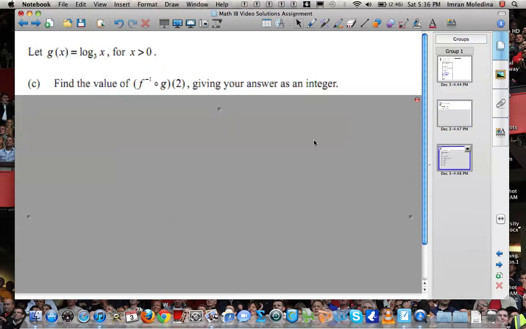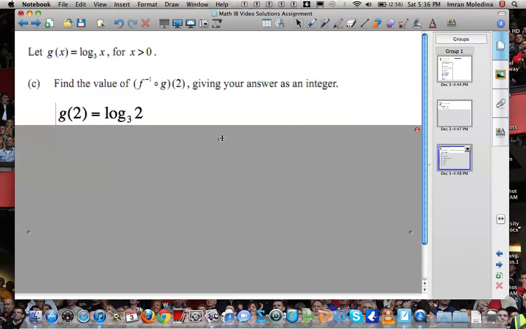Moving on to part C, it says let g of x equal log base 3 x for x is greater than 0. And it says find the value of the inverse function of g at 2, which is going to be kind of like f of g going outside in, and we have to give our answer as an integer. So the first thing we want to find is g of 2. So g of 2 equals log base 3 2. This is simply done by inputting 2 into the g of x, which gives you log base 3 2.